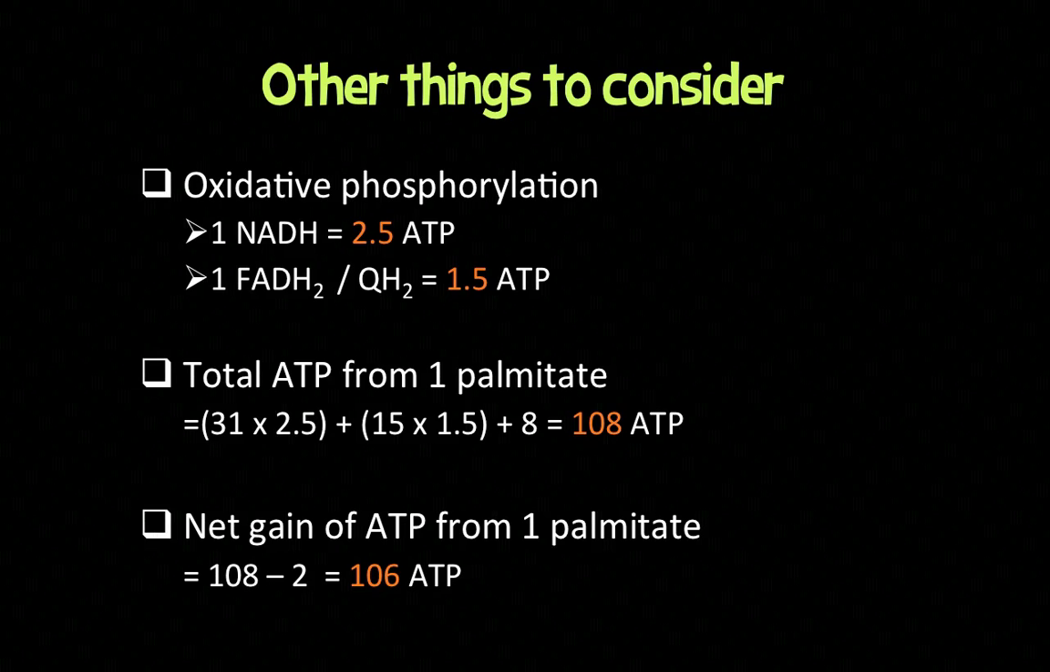So you might see some textbooks using those numbers. And if you use those numbers, you have to plug them back into the calculations before, and instead of multiplying 31, which was the number of NADH, by 3, you're going to be multiplying by 2.5. And likewise, instead of saying you had 15 FADH2 multiplied by 2, you're going to be multiplying by 1.5. The 8 ATPs that came from the Krebs cycle remain the same. And when you add that up, you're going to get a new number of 108. And that'll be a new total of ATP. And then to get the net gain now, you're going to minus the 2 that you used to activate palmitate. So you're going to end up with 106 ATP.